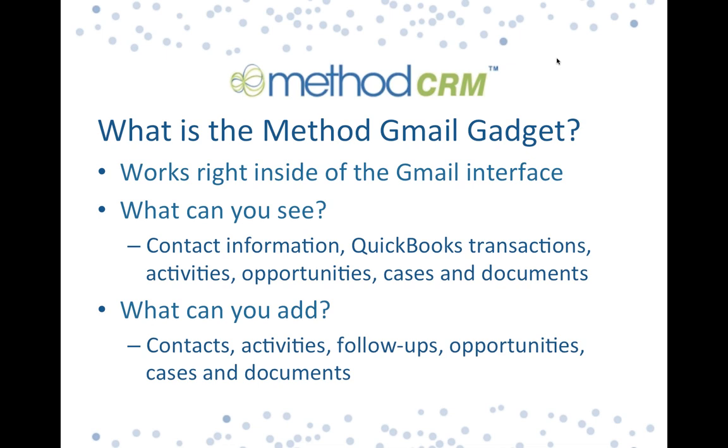So what can you see from within this Gmail gadget? Some of the stuff you can see is your customer's contact information, recent QuickBooks transactions, activities, so activity history, open opportunities, open cases, and also any documents that are linked to that specific customer. So those are some examples of information that you can see within the gadget. And what can you add? Well, there are different things you can add. You can add in contacts. That means you can add in a new contact to existing customers. You can add in brand new customers or brand new leads directly from the gadget. You can also add in new activities as well as schedule follow-up.